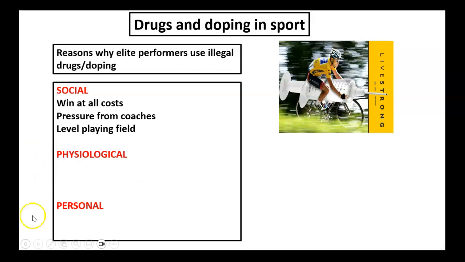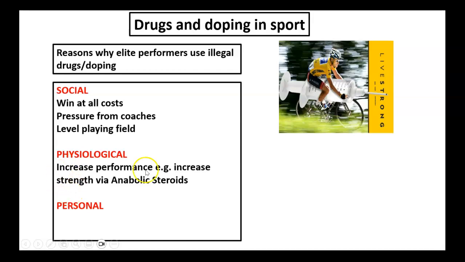So if we go down to here, the main reason why elite sports performers take illegal performance-enhancing drugs is the physiological benefits. If you take performance-enhancing drugs, you might increase your performance. You've got to be specific here. So you might increase your strength via anabolic steroids, or you might increase your endurance by taking drugs such as EPO, which I'll have a look at in tomorrow's lesson.